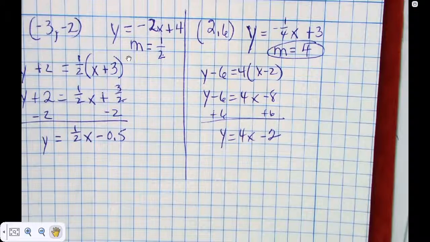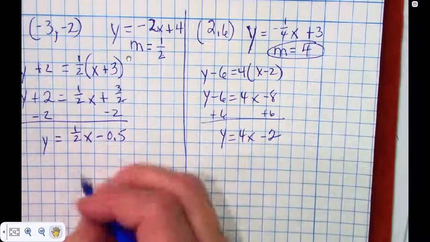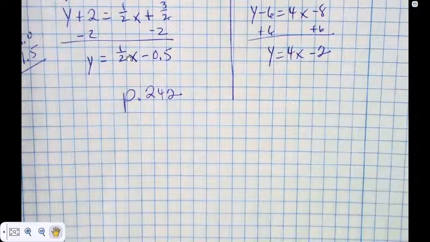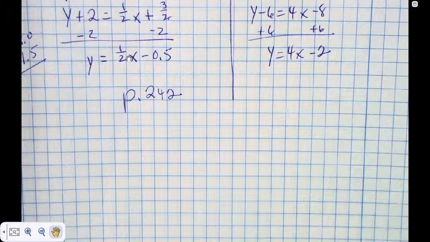Okay, open your book to 242. There's a couple of graphs I want you to look at. Page 242. Hurry. Yeah, go put it in the tray. 242, real quick. Look at number 3.